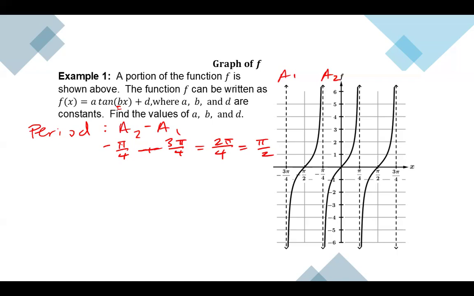From our period, the next thing we're going to do is find our b. So we found our period. Now we're going to find our b, because our b is tied to our period. For a tangent function, your period equals pi divided by b, right? That's what it normally is. Our period equals pi over 2, and for tangent, that means this equals pi over our b. So what does b have to be in order for this to be a true statement?